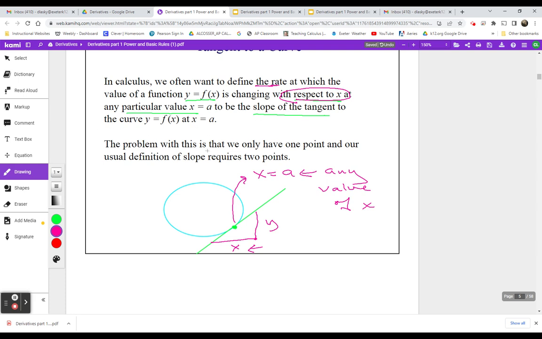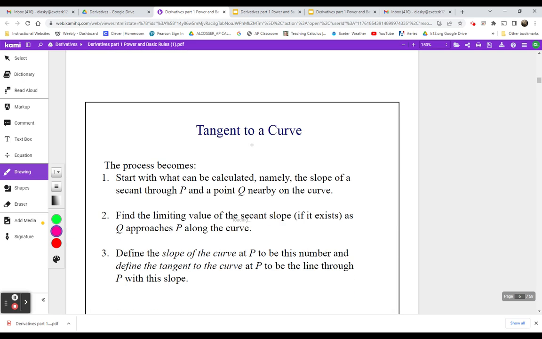So the problem is, like you see here, that you only have one point and the slope requires two points. So if we're talking about one specific point, how the heck do we find the slope at one specific point? Think about it. Think about it. It has to do with the secant line. You got an idea yet? Well, here we go.